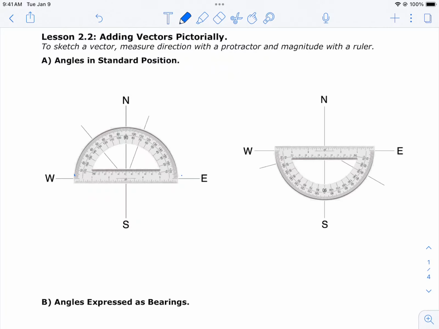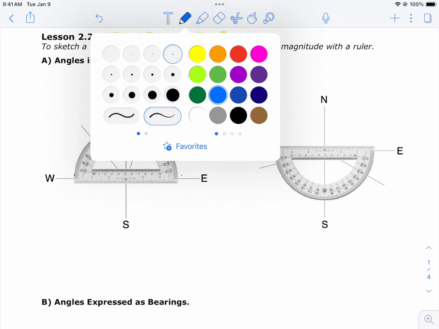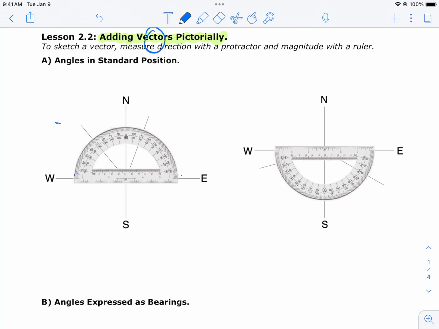Welcome to lesson 2.2. So we're going to be adding vectors pictorially. We were introduced to vectors last time.